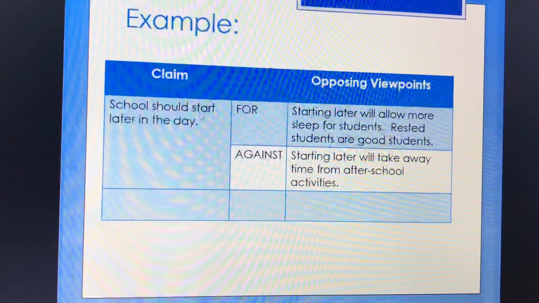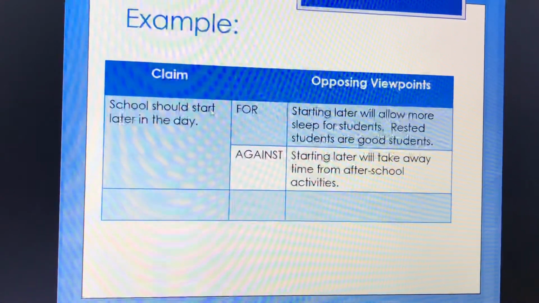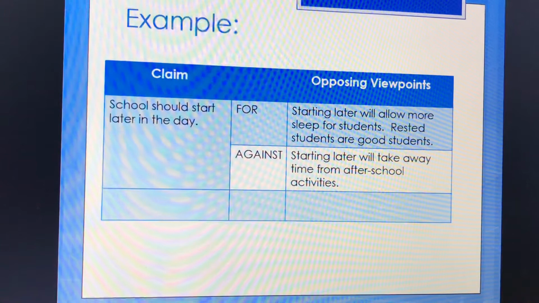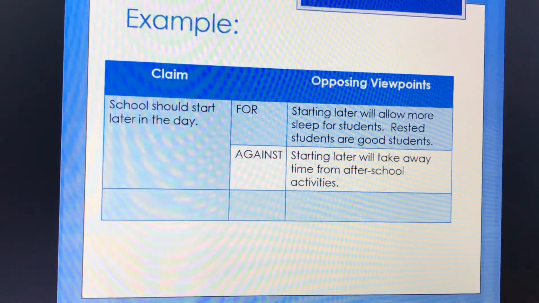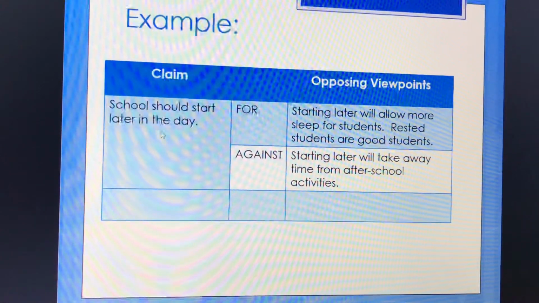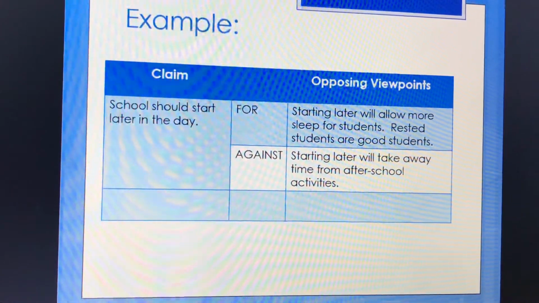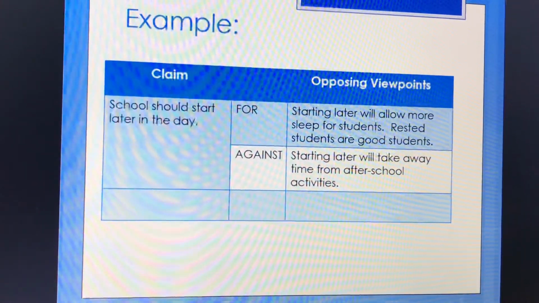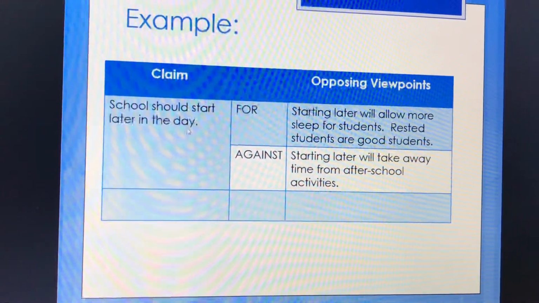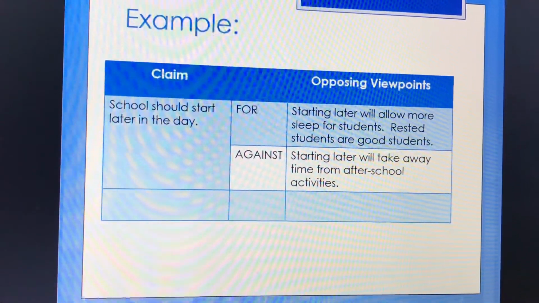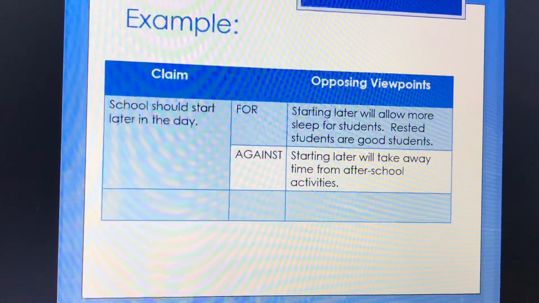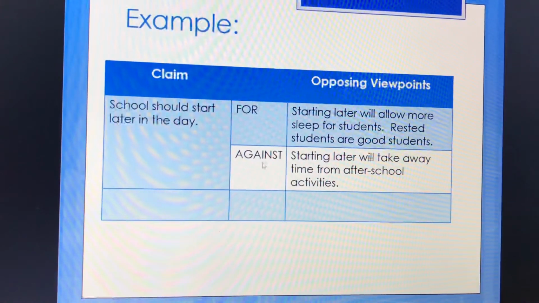I told you at the first moment that school should start early in the day. This is the topic: school starts early in the day. And we changed that to be a claim, and the claim has become school should start later in the day. Some people, of course, once it's an opinion, once it's a debate or an argument, that means I must get at least two opinions, one for and one against.